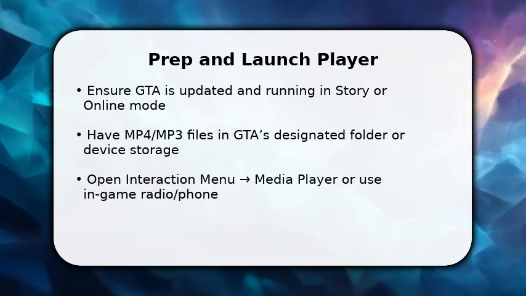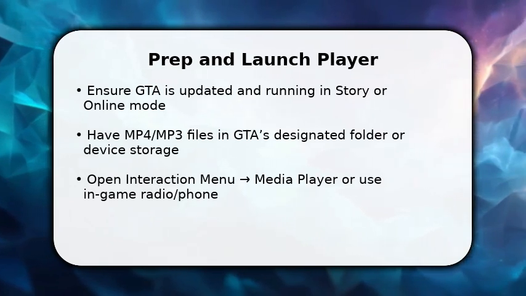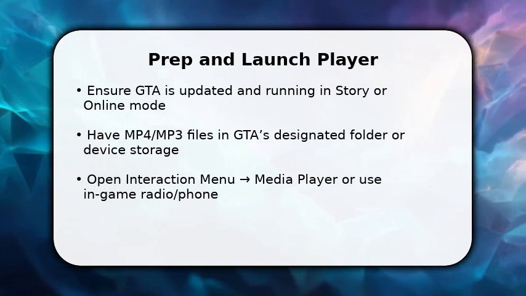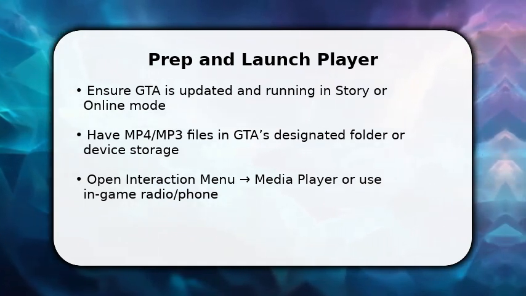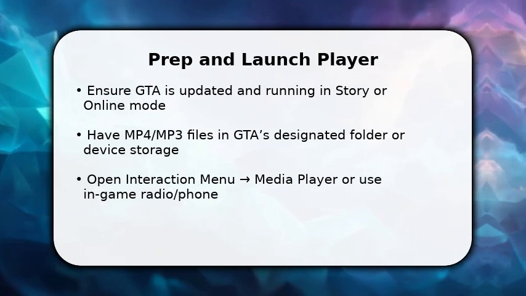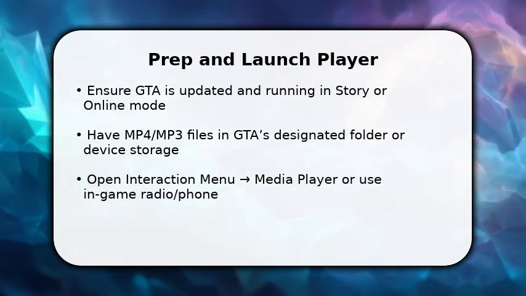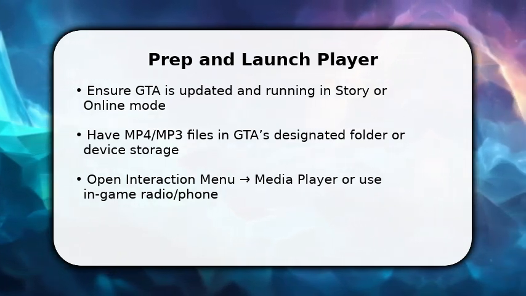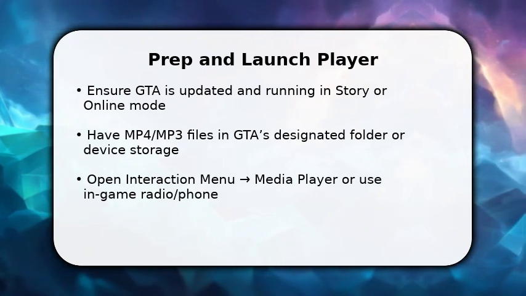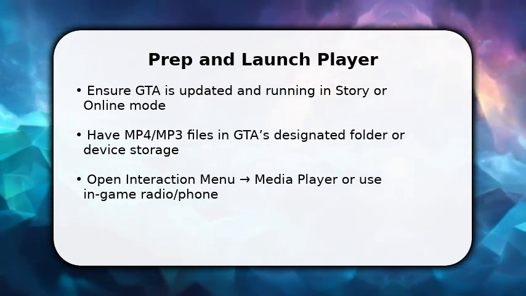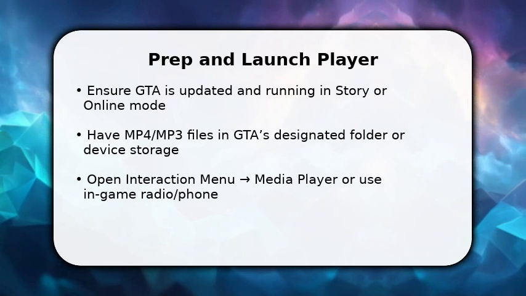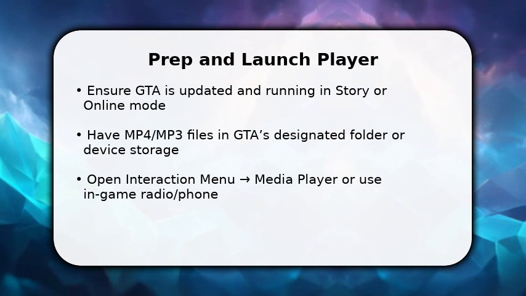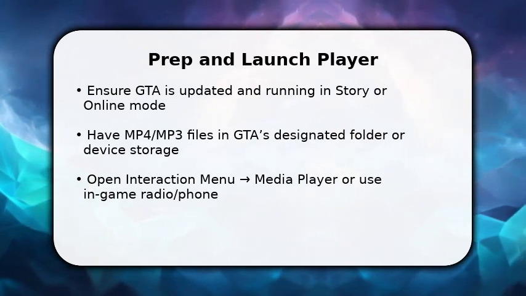You start by confirming GTA is updated and you're in the correct mode. Once done, place your MP4 or MP3 files into the game's media folder or attach a USB device recognized by the platform. Now open the interaction menu, navigate to Media Player, and select Local Files. This immediately exposes playable content. Make sure to grant permissions if prompted. You'll see thumbnails or list view. Pick a file to cue playback and set initial volume before moving to advanced controls.